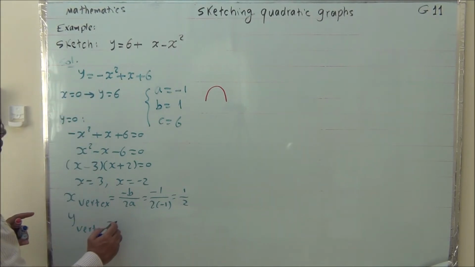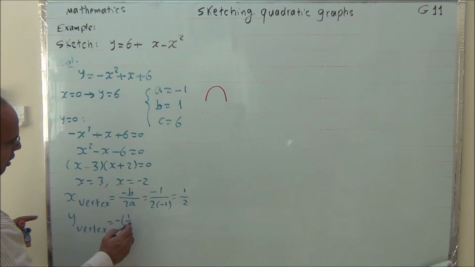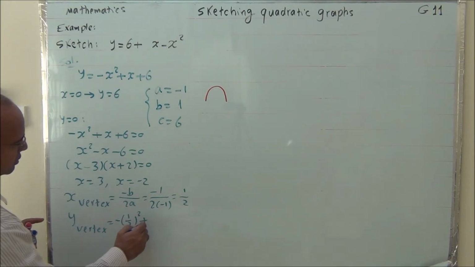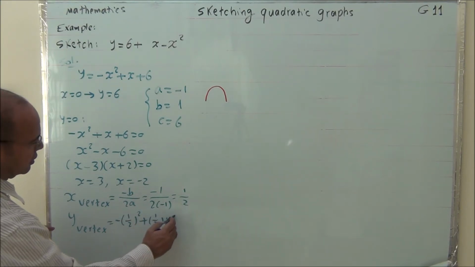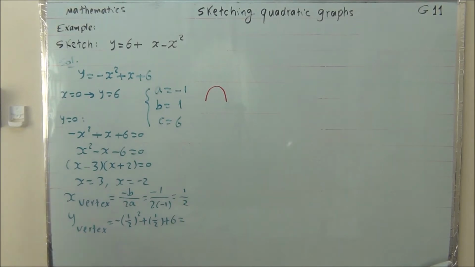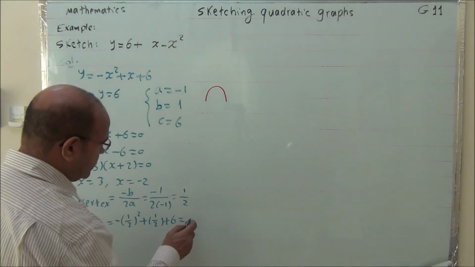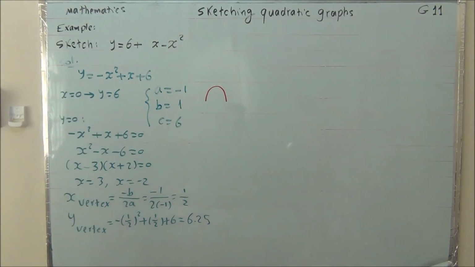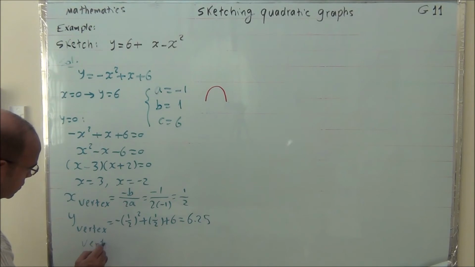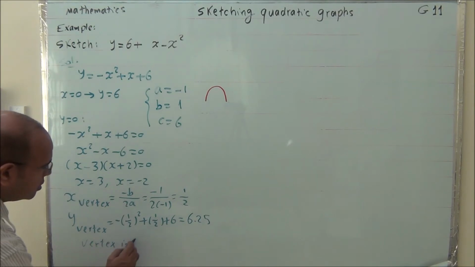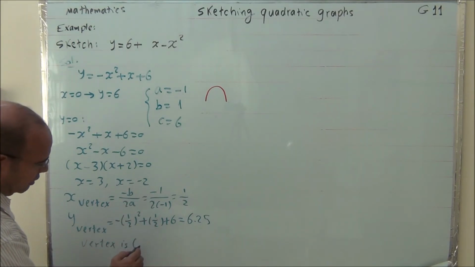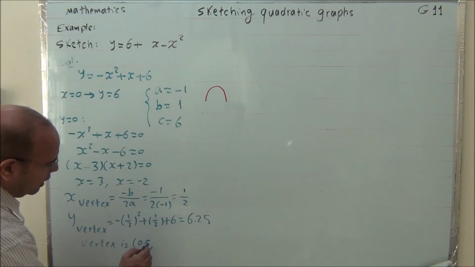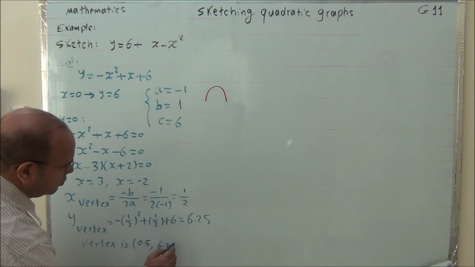So y equals -(half) squared plus half plus 6. We find this value. The value is 6.25. So the vertex of the graph is x equals half, 0.5, and y equals 6.25.